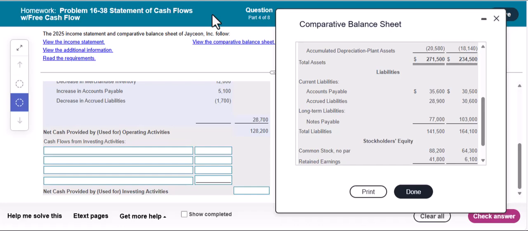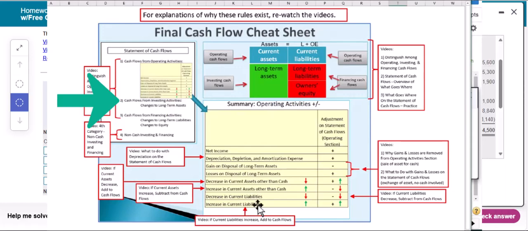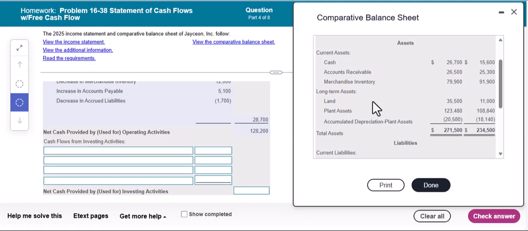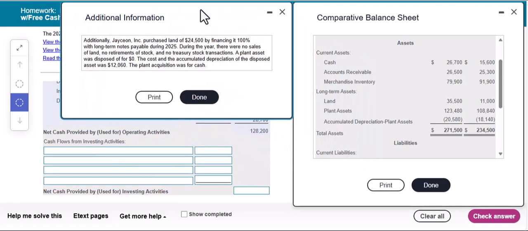So what goes in the investing activities section? It is changes to long-term assets. So I'll go ahead and open our comparative balance sheet to take a look at these long-term assets and their changes, and then also our additional information, because here it notes that there was some changes to our assets. So it looks like we purchased land, but we financed it with long-term notes payable, which is going to be in the fourth section of our statement of cash flows.